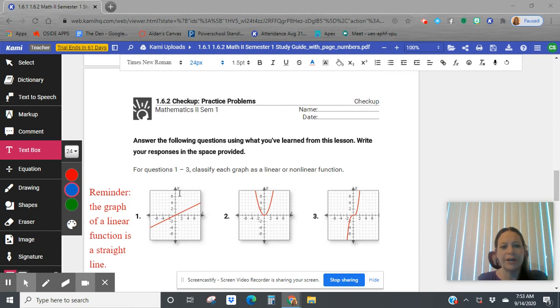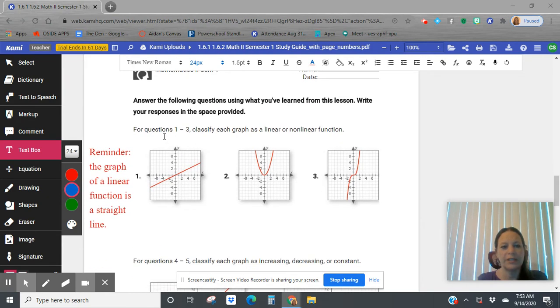Okay, now for the checkup practice problems for the 1.6. Let's take a look at what they're asking us to do. Answer the following questions using what you've learned from this lesson and write your responses in the space provided. For questions 1 through 3, classify each graph as linear or nonlinear. Reminder, the graph of a linear function is a straight line.